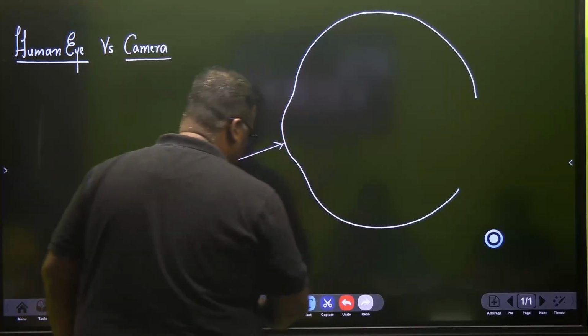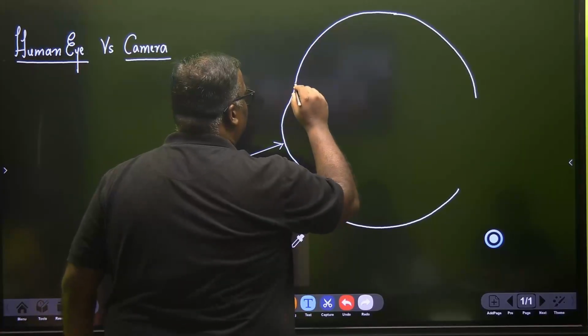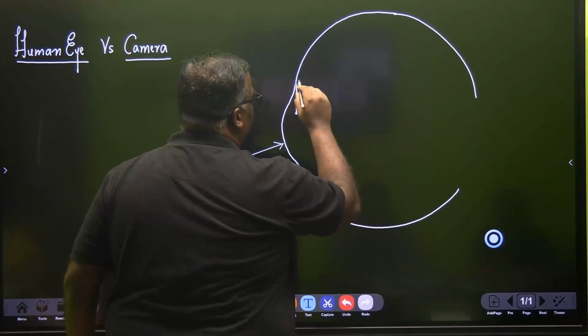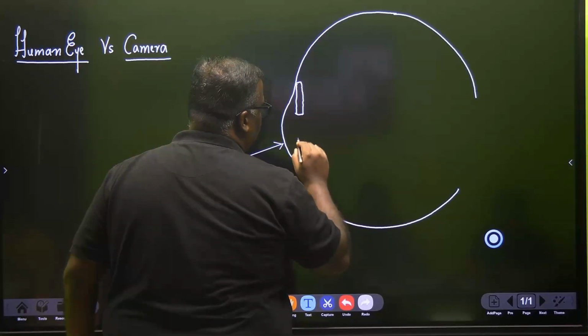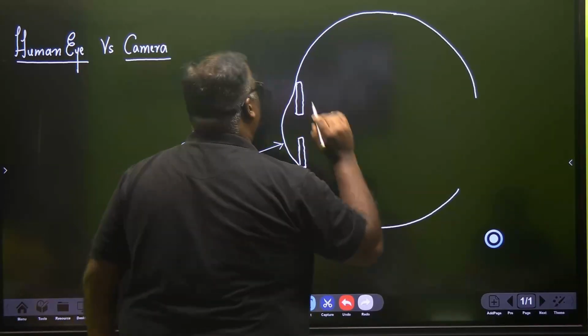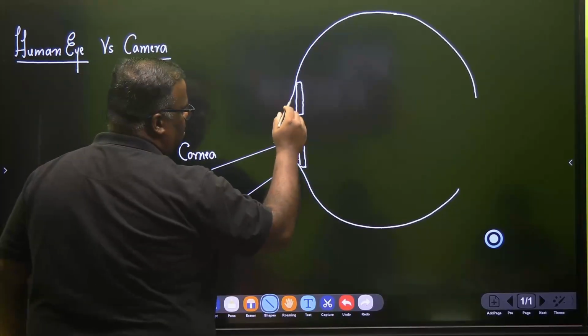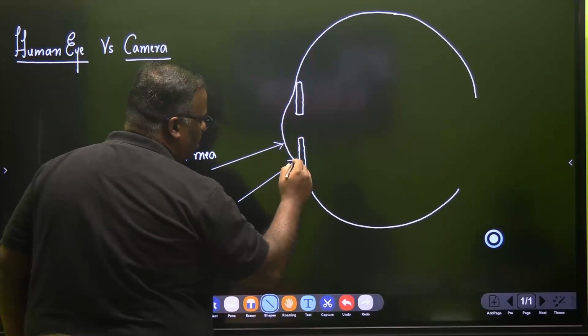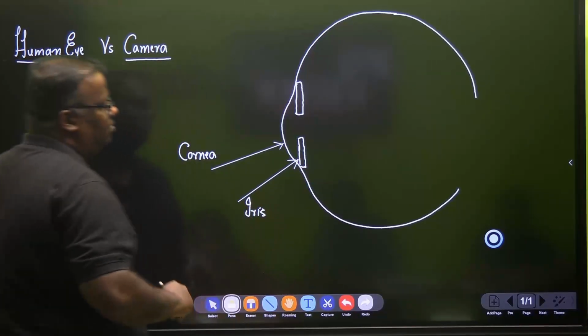After this, we have something which is known as the iris, I-R-I-S, the iris. Okay, we have something which is known as the iris. This as well as the top one.